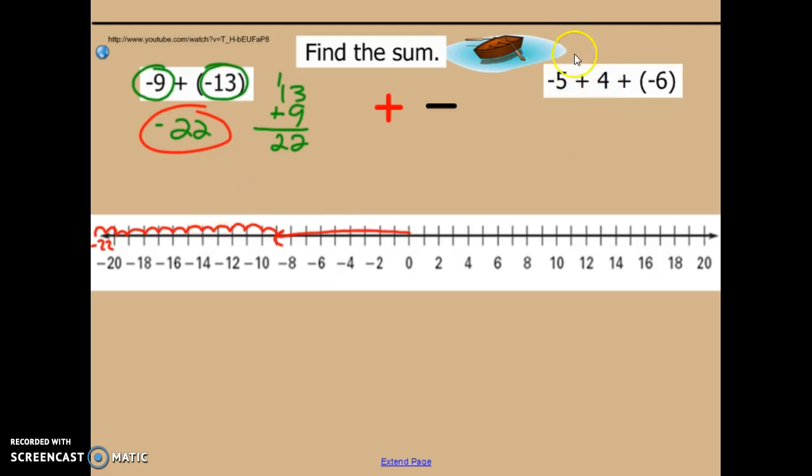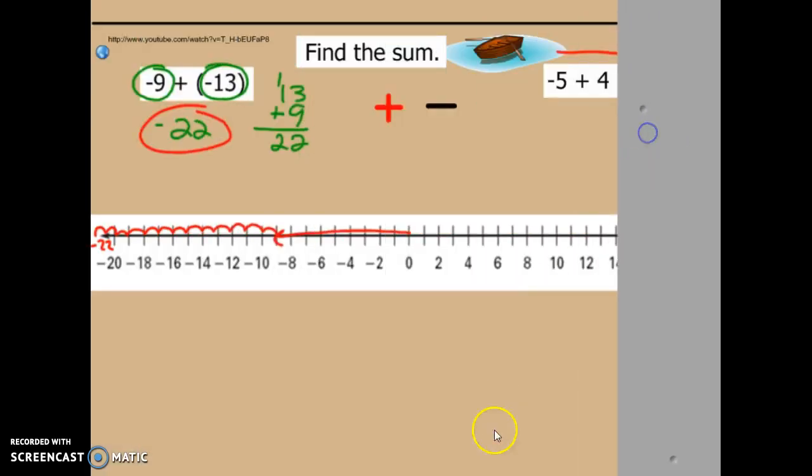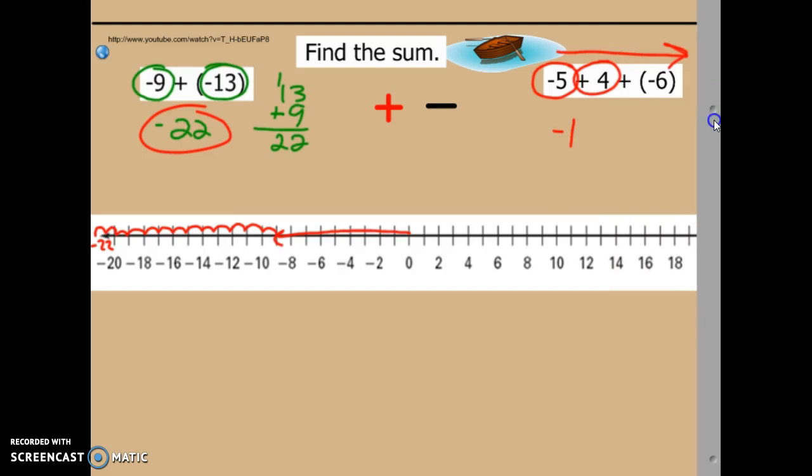Next, we haven't done any like this, we have 3 terms. If we have 3 numbers, we're just going to go from left to right. So just looking at the first 2 numbers, this first is a negative, the second is a positive, so different signs, subtract. 5 minus 4 is 1, and there are more negatives, so our answer is a negative 1.